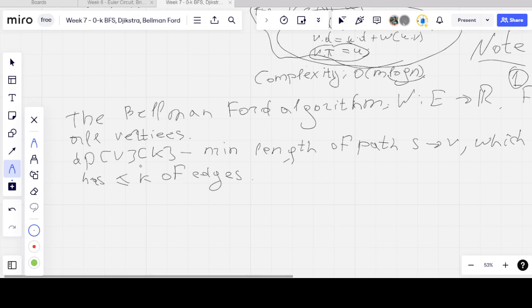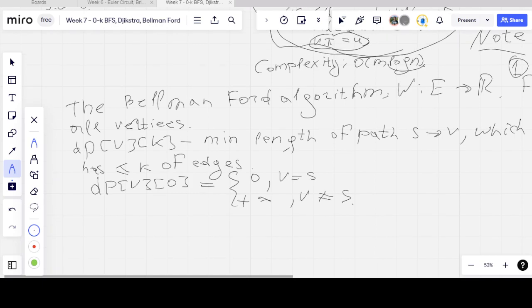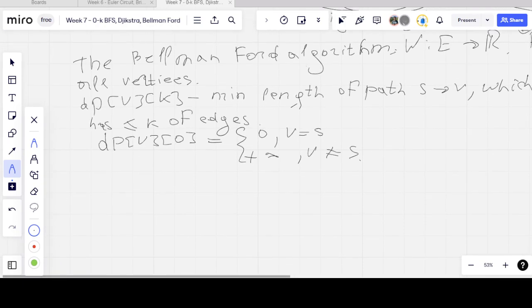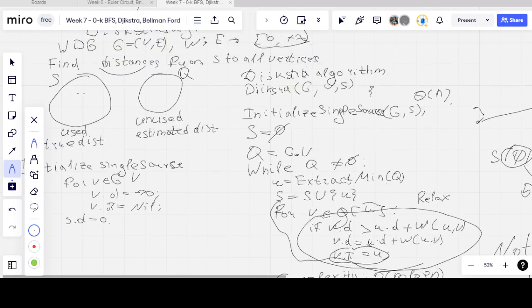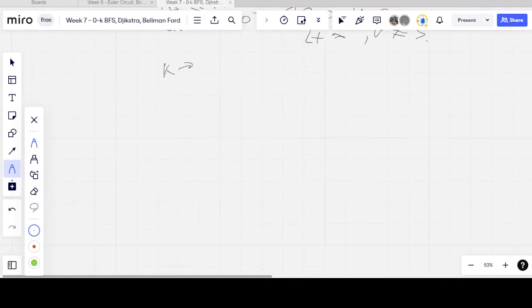Okay, base: dp[v][0] equals 0 if v equals s, and plus infinity otherwise. This will be some kind of relaxation for DP, some kind of initialization, single source initialization.